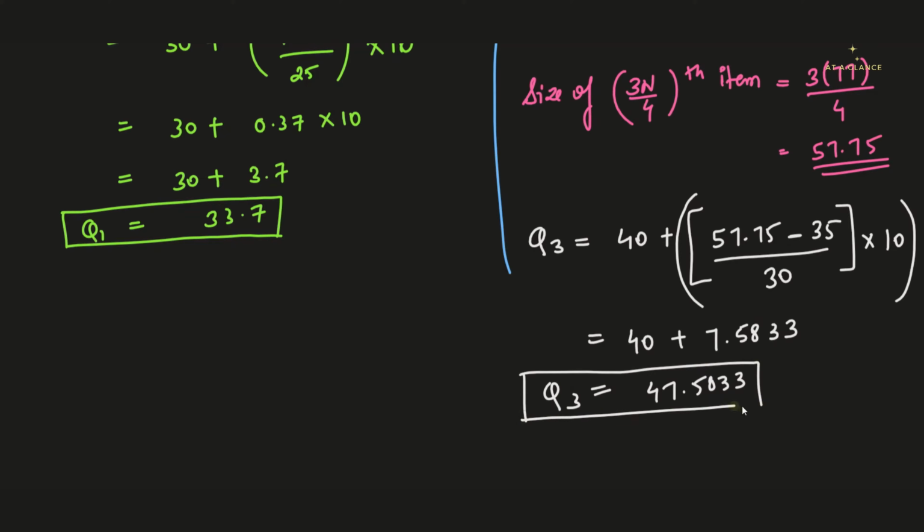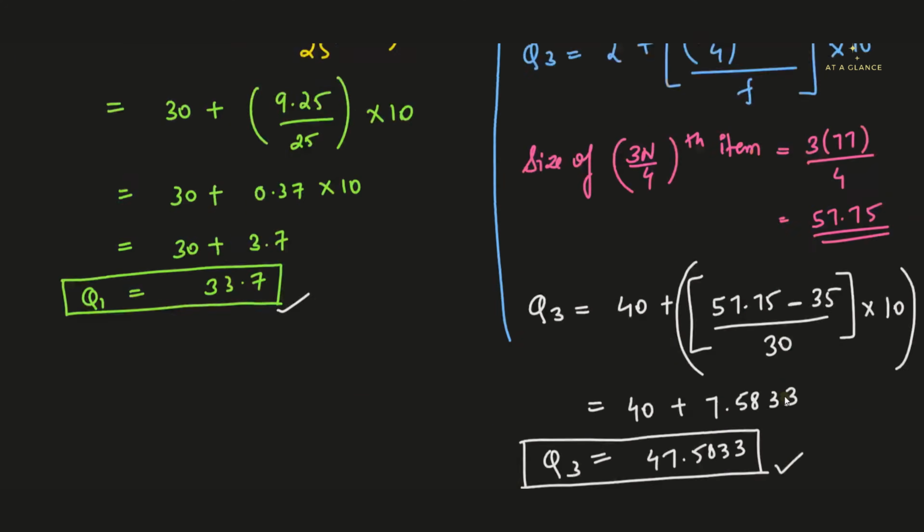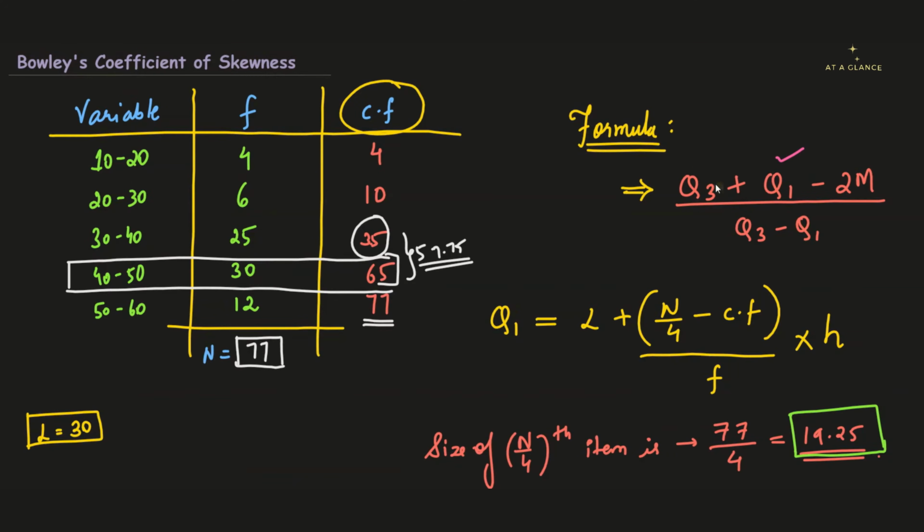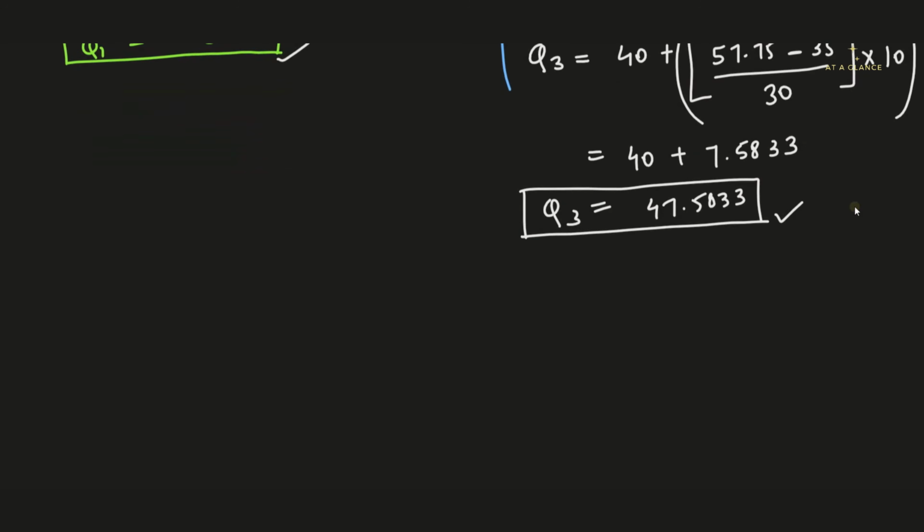So now we have calculated the value of Q1 as well as the value of Q3. Now we are left with the value of median. As you can see in the formula, we have calculated these two. We are left with finding out the median value. So now to find out the median value, we have one formula again. So let's see what exactly it is.